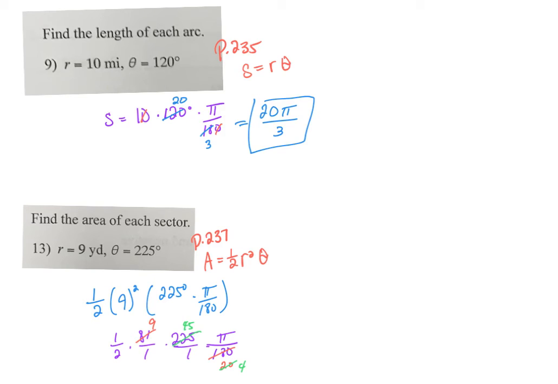And I think that's all we can do. So then just multiply across. 9 times 45 is going to be what? Okay, that's right. So 9 times 45 is 405 pi over 8. And this is in yards, so this is going to be square yards. This one up here would have just been in miles. It's not squared. And that would be your answer.